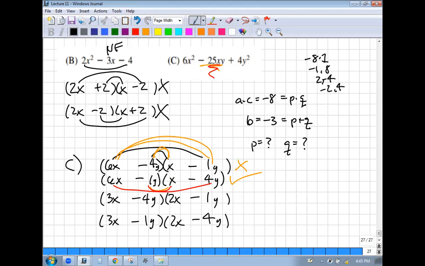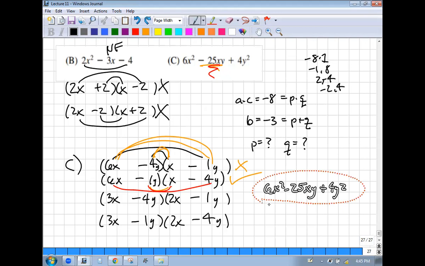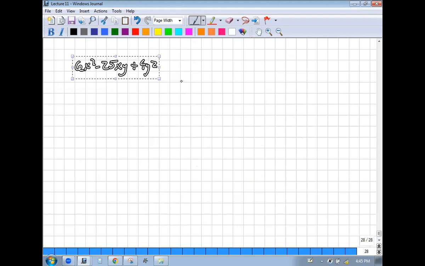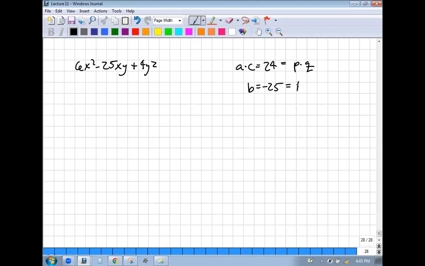The guessing sucks. How would I do this with our trick? Because again, the guessing only works if there's only a few possibilities, but sometimes there's like 800 possibilities, right? You want to do the method that works every time. My A times my C is 24. My B is minus 25. We need two numbers that multiply to give me that and add to give me that. So what are my two numbers? Well, I start thinking about numbers here that multiply to give me that, but add to give me that.